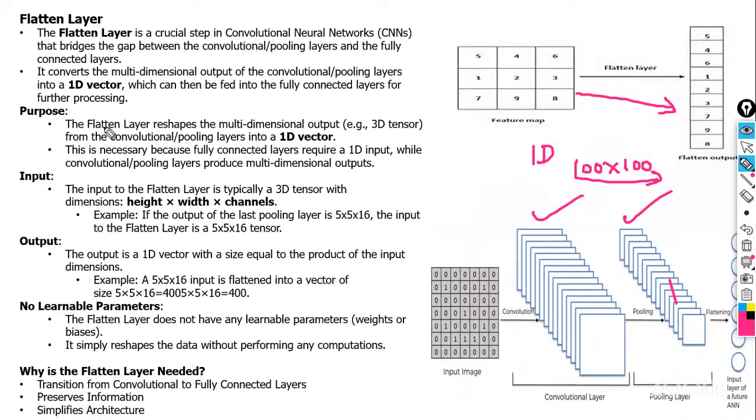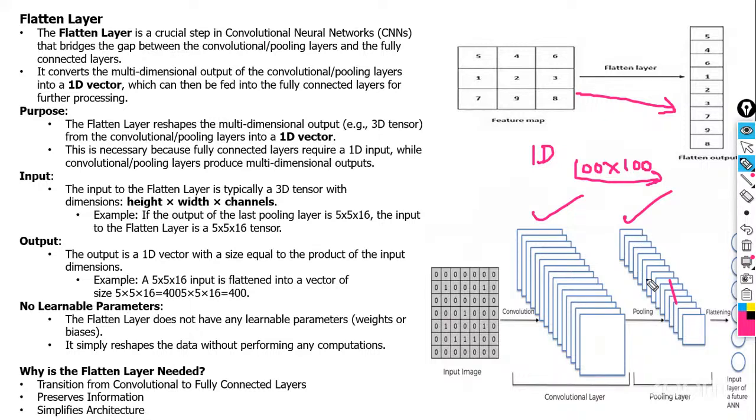What is the purpose of the flattened layer? It helps to convert a multi-dimensional output, which is in the form of 3 dimensions: height, width, and channels, into a 1D vector, and this 1D vector will be the input for fully connected layers. The input to the flattened layer is typically a 3D tensor. That's what we have discussed.